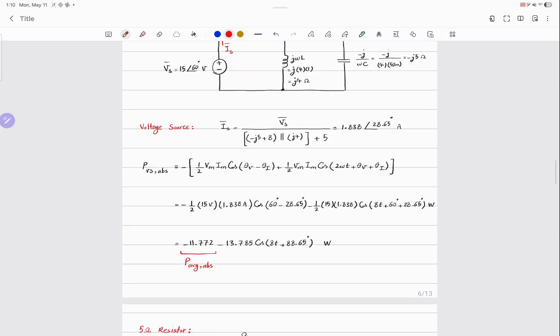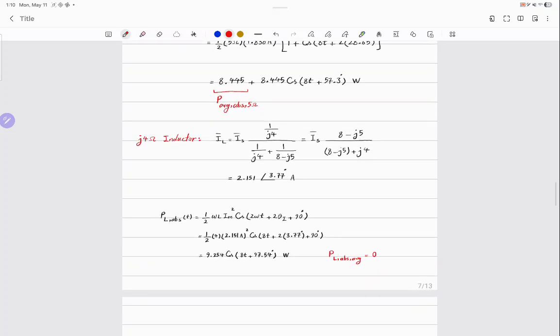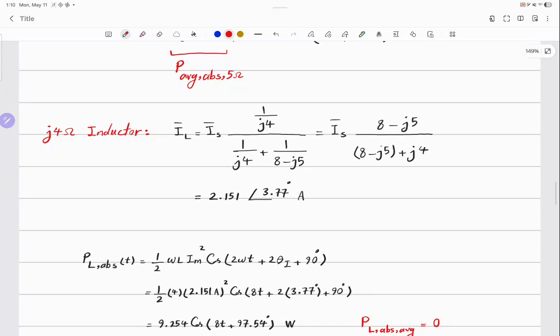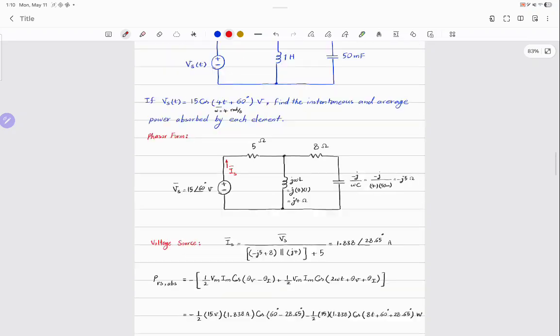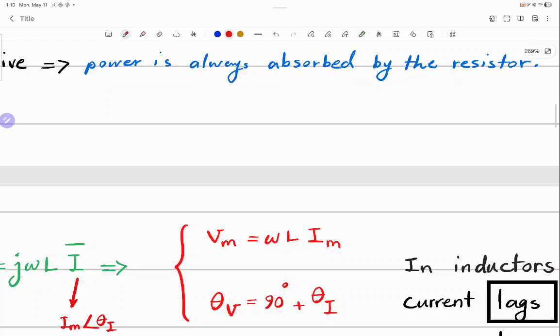Yes. So let's just ask this question now that you brought it up. What is the phase of the inductor current? 3.77. What is the phase of the inductor voltage? 93.77. Right? I added 90 degrees to that. Where did I get that from? From here. Theta V is equal to 90 degrees plus theta I. Right?